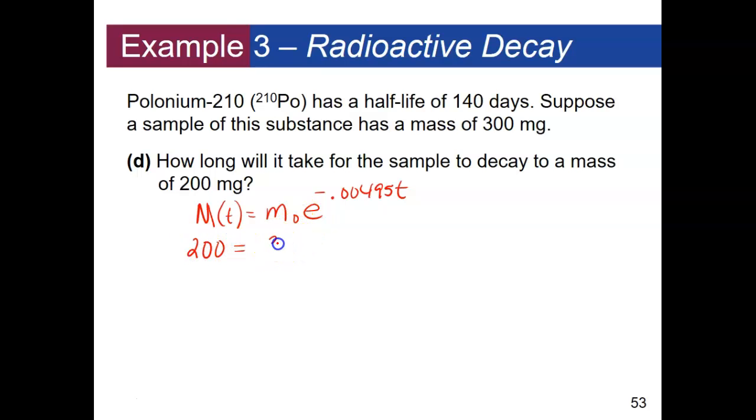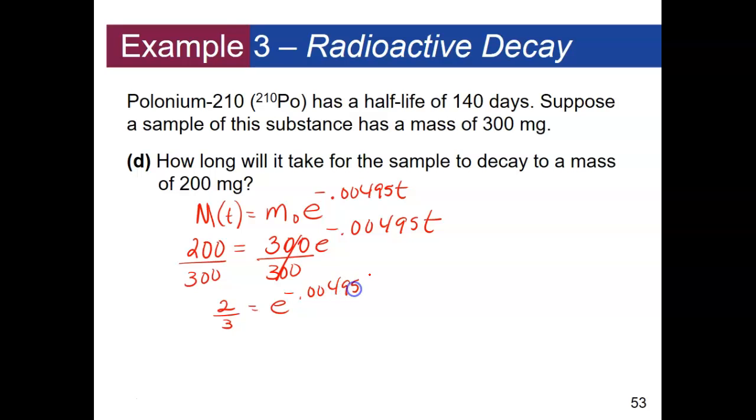We started with a mass of 300. And we just need to find the t. So we'll start by dividing away the 300. So that's going to reduce to 2/3. Okay, we need to solve for the t, which means that we're going to need to be able to bring this down so it's not an exponent.